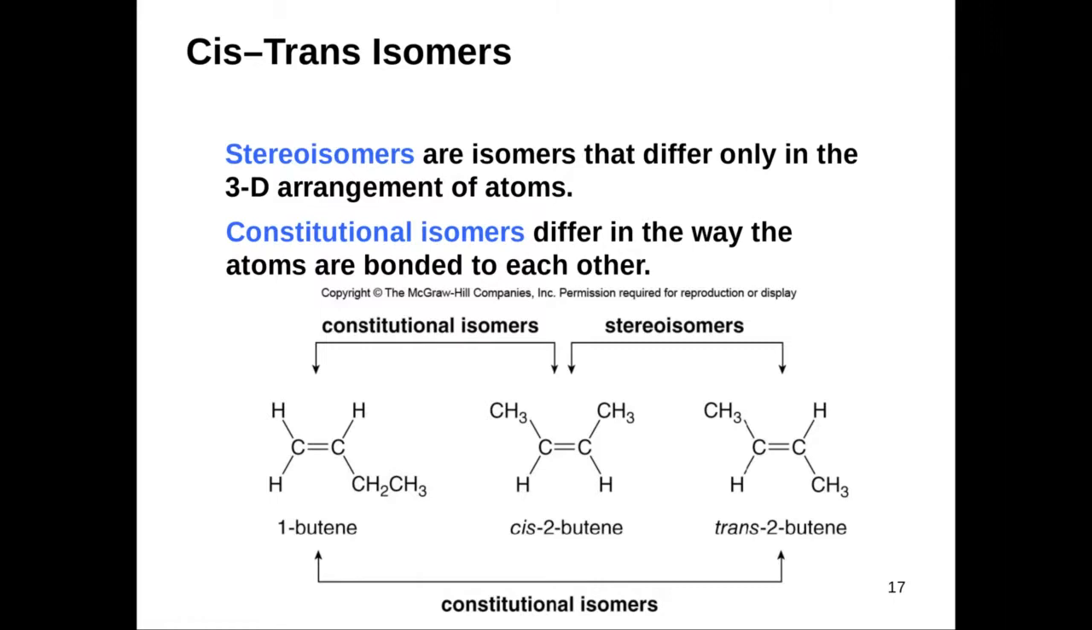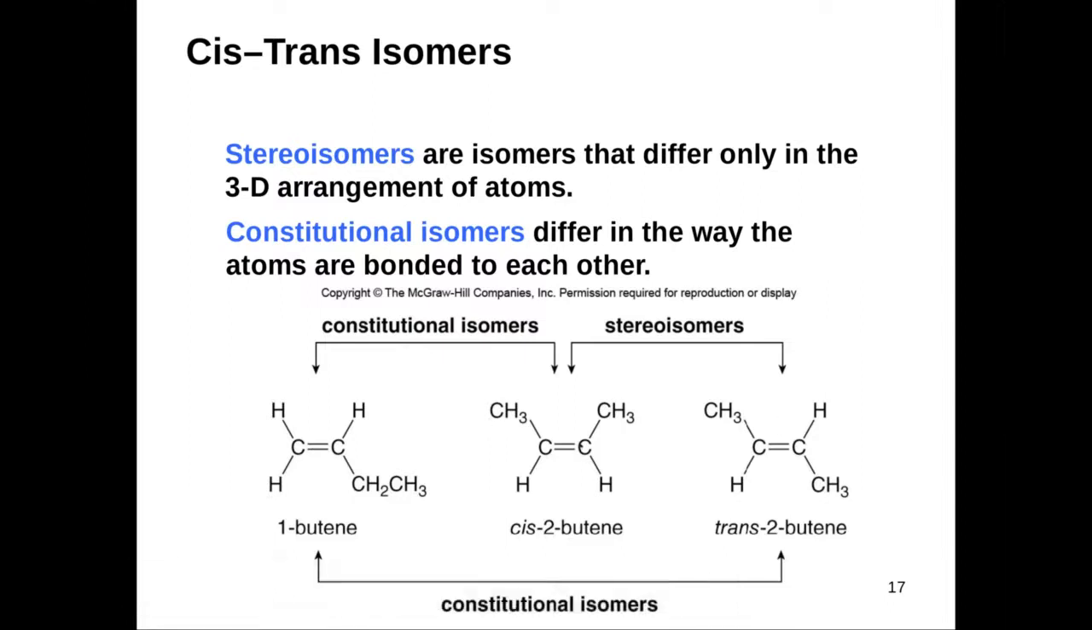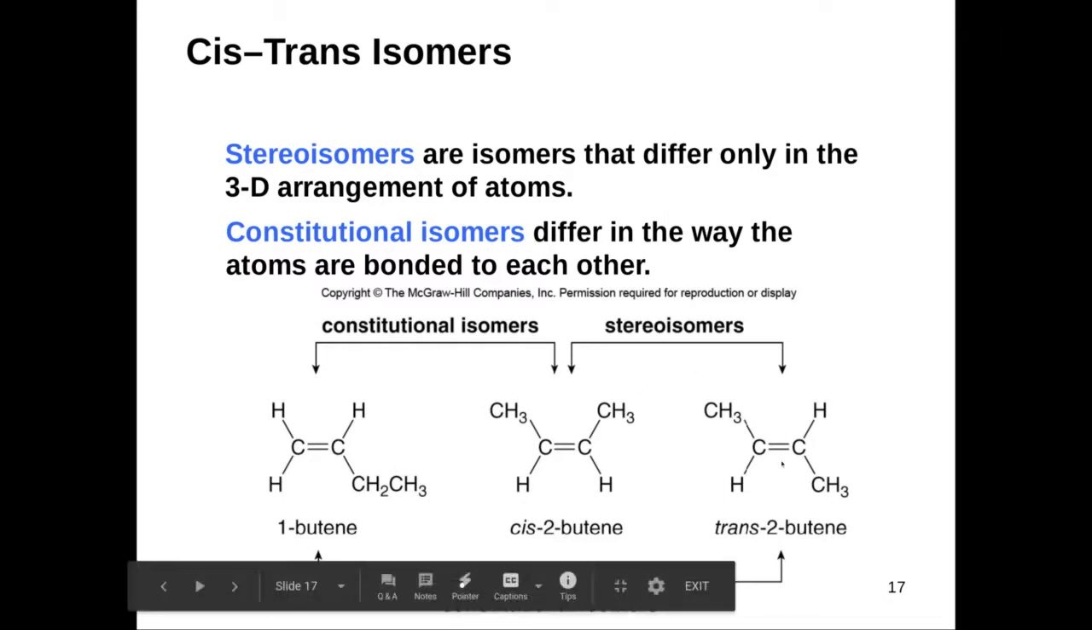Now, a term we've already mentioned, but I'll just repeat it, is stereoisomers. These are isomers that differ only in the 3D arrangement of atoms, which is in contrast to constitutional isomers that differ in the way the atoms are bonded to one another. So let's look at an example. Our cis and trans fall under stereoisomers, and they have just slightly different 3D arrangements, right? Cis are on the same side, trans are on opposite sides. So those are going to be stereoisomers. All right? And there's cis-2-butene and trans-2-butene.